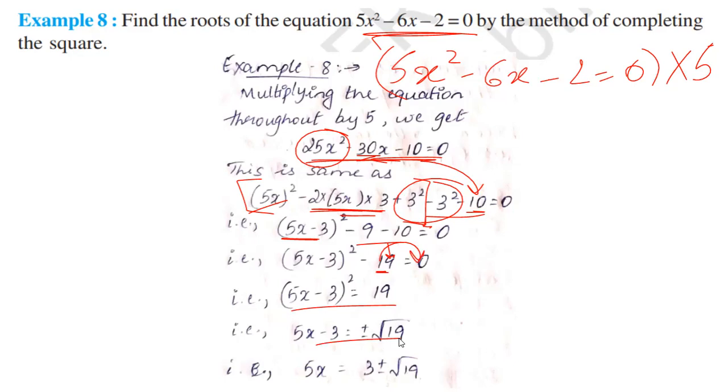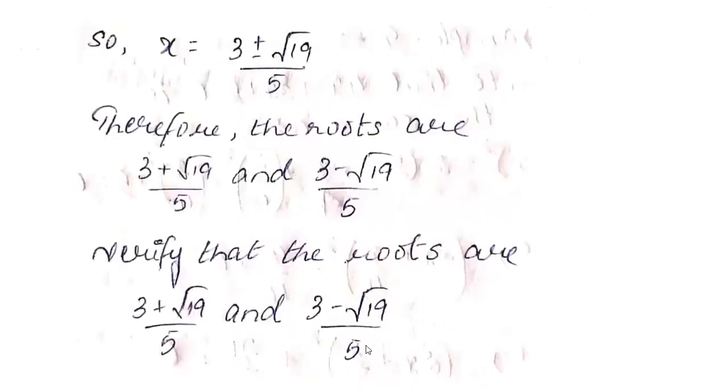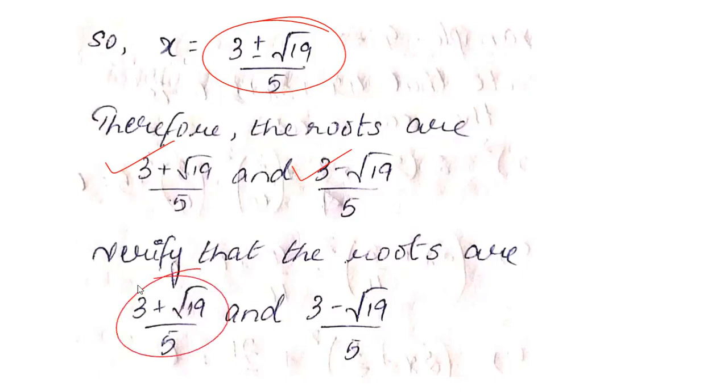Take the square root throughout. So you get this. Put minus 3 onto the other side. You will get 3 plus or minus root 19. Next step, so x can be written as 3 plus or minus root 19 divided by 5. Therefore, the roots are 3 plus root 19 divided by 5, and 3 minus root 19 divided by 5. So this verification can be done by substituting both of them in the equation. First you substitute this, you have to get 0. Then if you substitute this, you will get 0. Then you are verifying it.